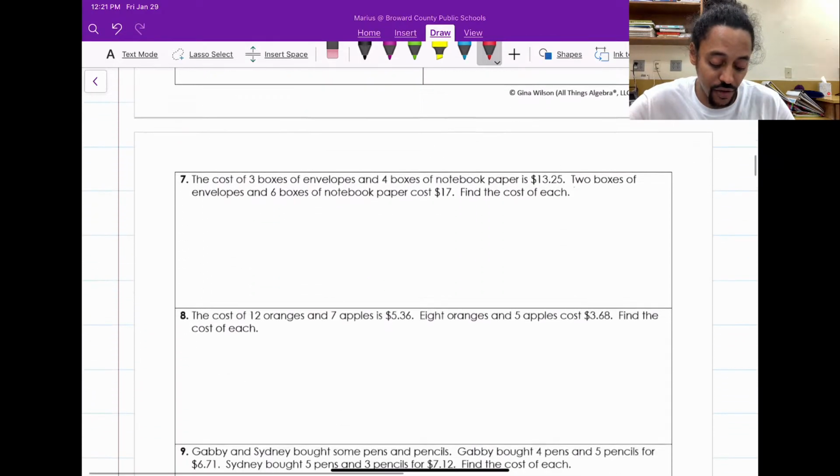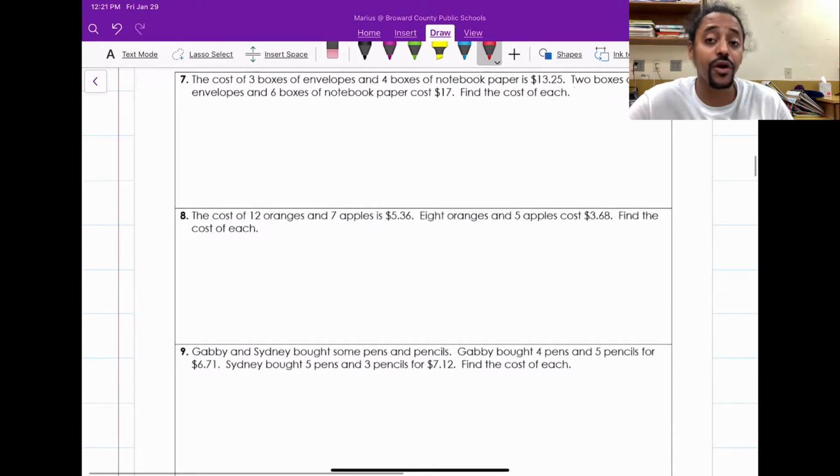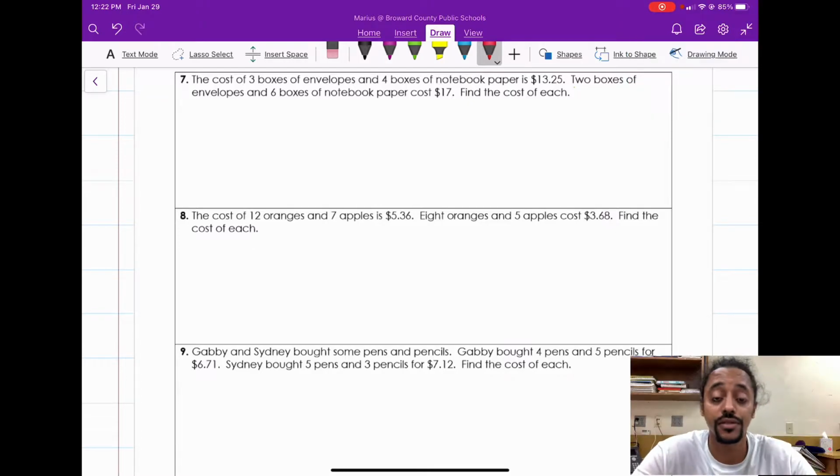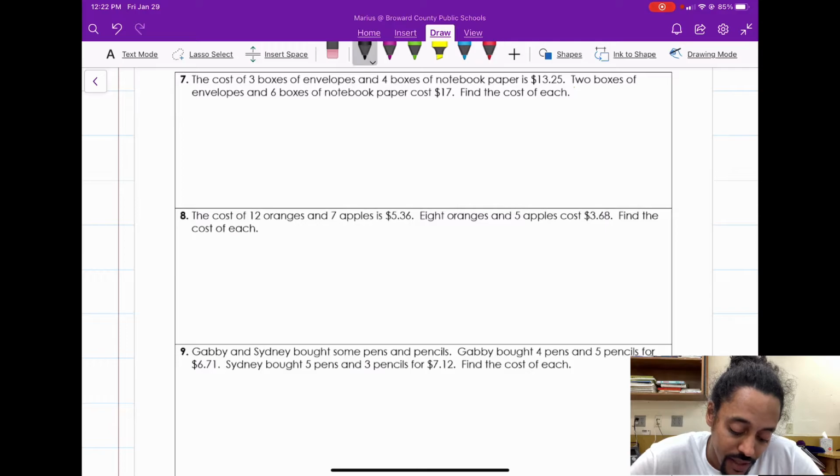Let's go ahead and continue working. And if you notice, we're doing all of the odd problems, okay? So let's take a look at number 7. Number 7 reads, the cost of 3 boxes of envelopes and 4 boxes of notebook paper is $13.25. 2 boxes of envelopes and 6 boxes of notebook paper cost $17. Find the cost of each.